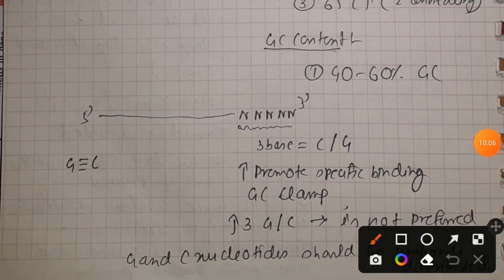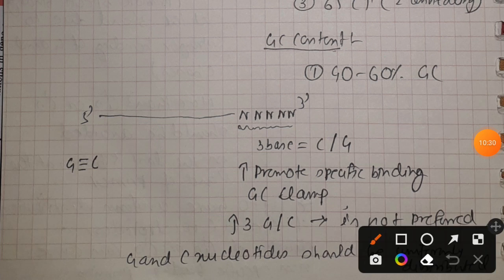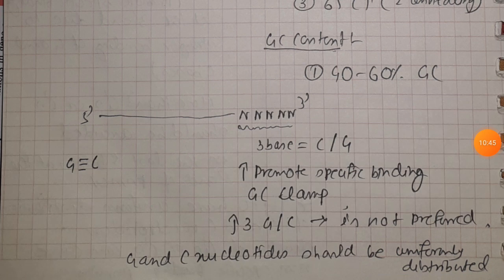Just remember that maximum 3 bases at the 3' end should be C or G, and this phenomenon is known as GC clamp. But more than that in a GC clamp is not preferable. Out of 5, if you take 4 C or G, then it can create problems. Another important thing: in the whole primer your GC should be uniformly distributed. If you keep GC in a cluster at a specific position, then it can promote mismatch priming, and that is not preferable.